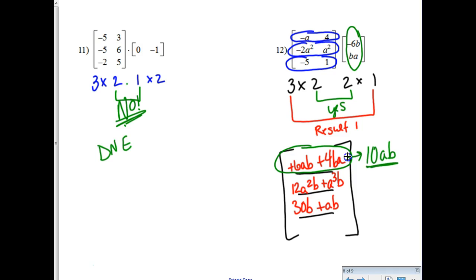Everything else stayed gross. So your resulting matrix is officially 10AB, and then 12A squared B plus A to the third B, ugh, and then 30B plus AB. Yuck. All right, that was fun.